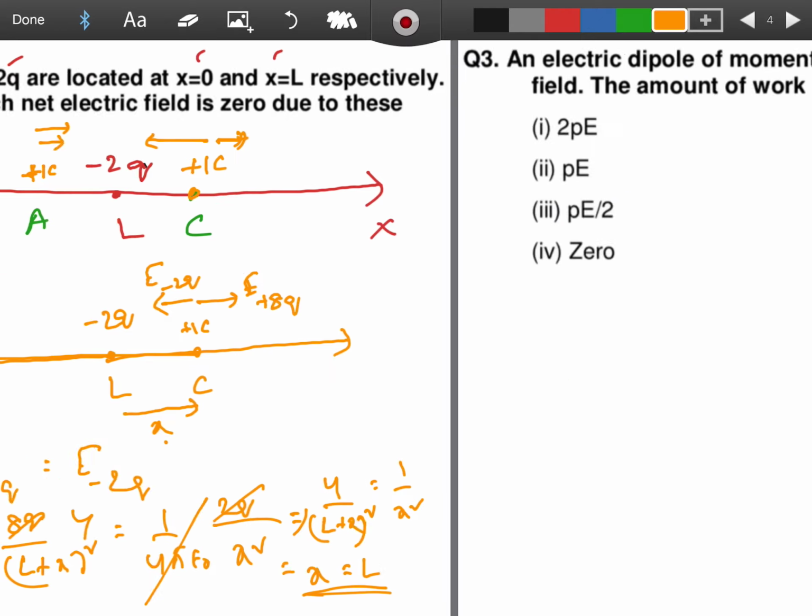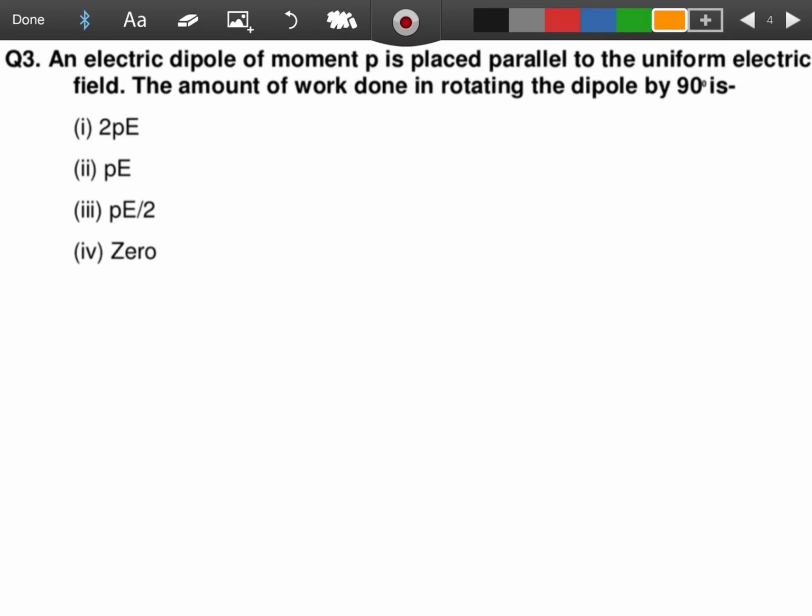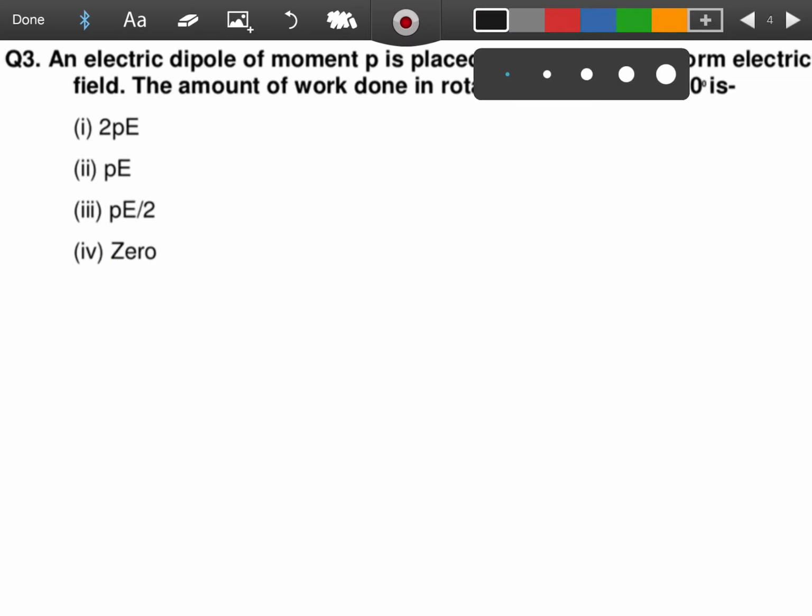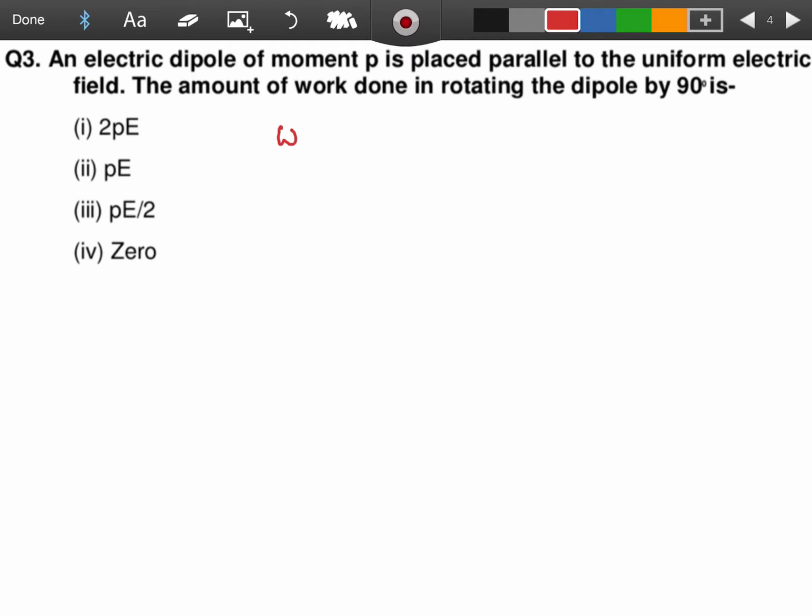Next we will go with the fourth question. An electric dipole of dipole moment P is placed parallel to the uniform electric field. The amount of work done in rotating the dipole by 90 degrees is. So again this is from the same chapter. Its formula is W equals minus P E (cos theta 2 minus cos theta 1).